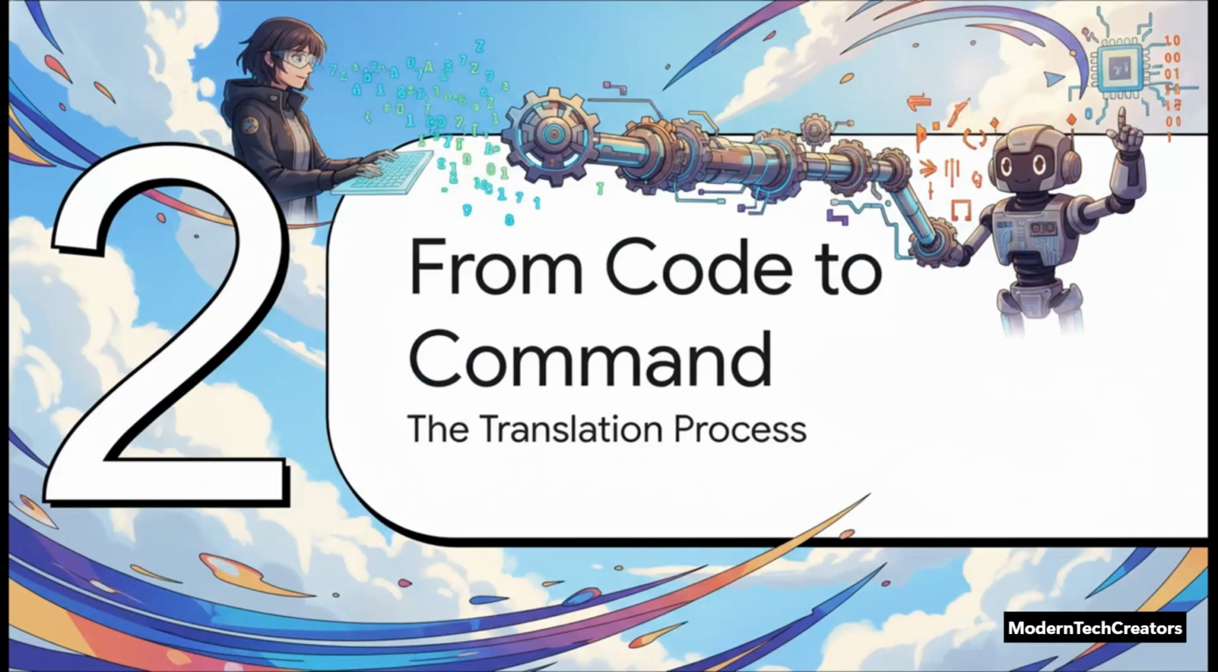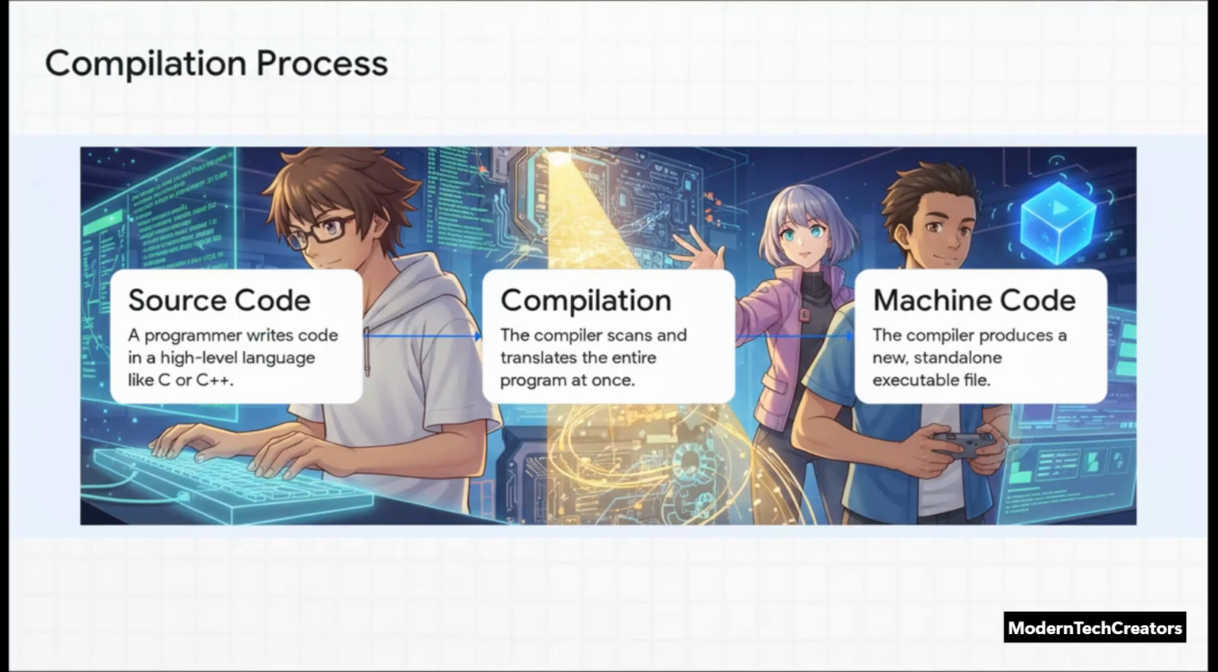Okay, so how does this translation magic actually happen? Let's trace the journey of a piece of code as it goes from a simple text file to an actual command the computer can run. The whole process is actually pretty straightforward. It starts with step 1, you write your source code. Then comes the main event. Step 2, you run the compiler. Now, this is the key part. It scans and translates the entire program in one single pass. And if everything looks good, it moves to step 3. It spits out a brand new standalone executable file.